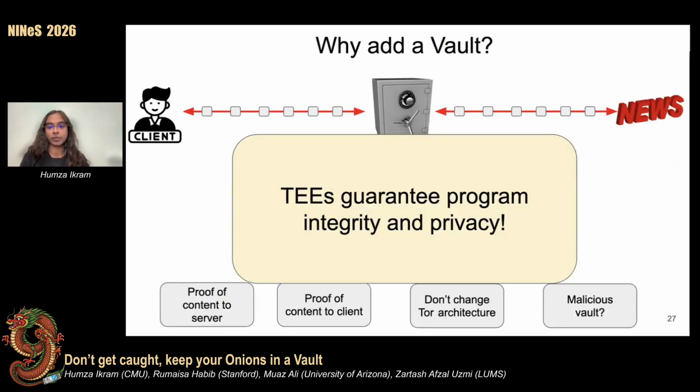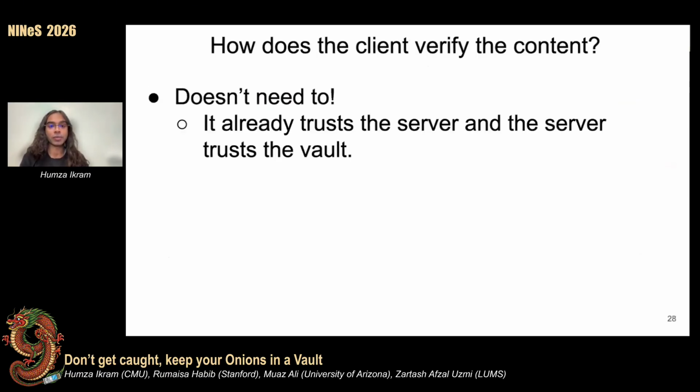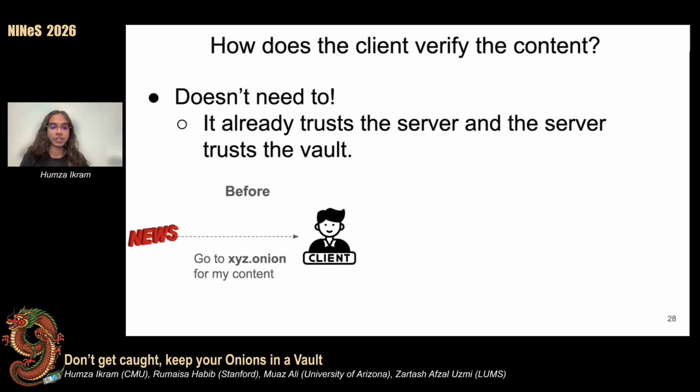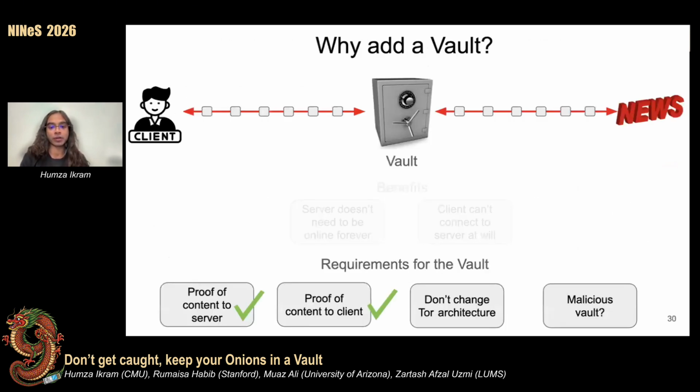But yeah, because of these, we basically can prove the content to the server. Proving it to the client is a lot easier because the client just has to trust the content provider. And since the content provider trusts the vault, for them it's just a change in the onion URL which they're visiting. So proving it to the client is not a big deal.